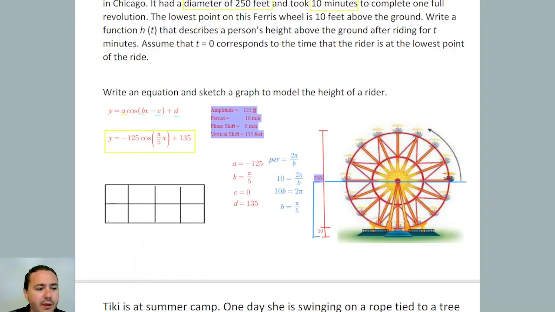There we go. Okay, so we're going to start at a minimum, work our way up to a maximum, right, as you ride the wheel, and then you'll come back down on the other side. Okay, so my graph is going to look something like this. Yeah, I don't like how that one turned out.